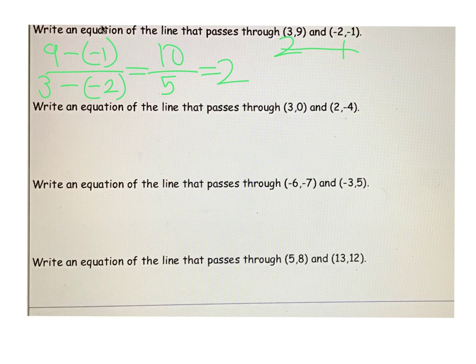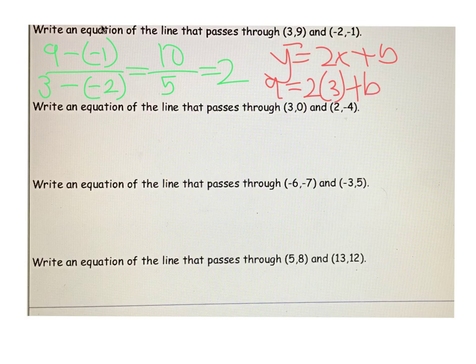Now I'm going to do the same thing I was doing before, which is plug in either of these 2 points. It doesn't matter which one. I'm going to choose to plug in this point because I prefer to use positive values. I've got my slope, so it's going to be y is equal to 2x plus b. Then it's going to be 9 is equal to 2 times 3 plus b. So 9 is equal to 6 plus b, so b is going to be equal to 3.